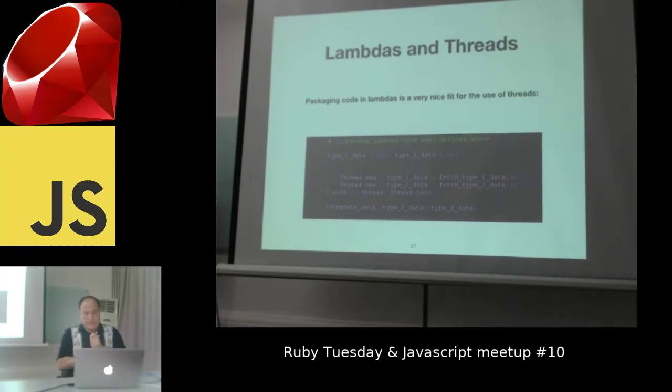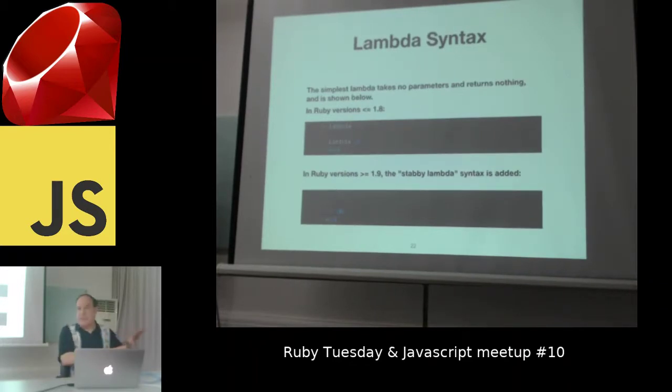Threads. Now, threads are also a place where lambdas can be useful, because when you initialize a thread object, you pass it the code that you want it to execute. And here's a case where I have lambdas. This could also be a method name, but you may want to use lambdas instead.